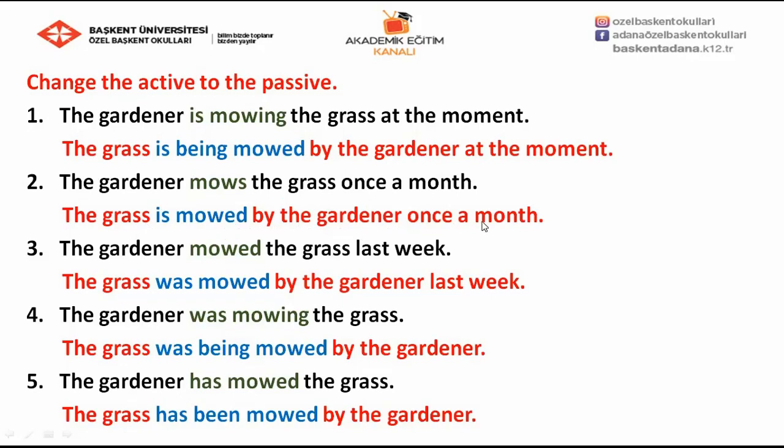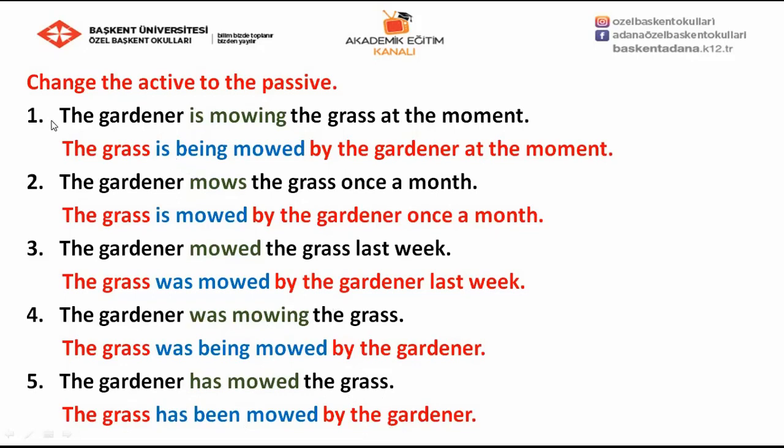a month. The gardener mowed the grass last week, and its passive form, the grass was mowed by the gardener last week. The gardener was mowing the grass, and the grass was being mowed by the gardener. The gardener has mowed the grass, and the grass has been mowed by the gardener.